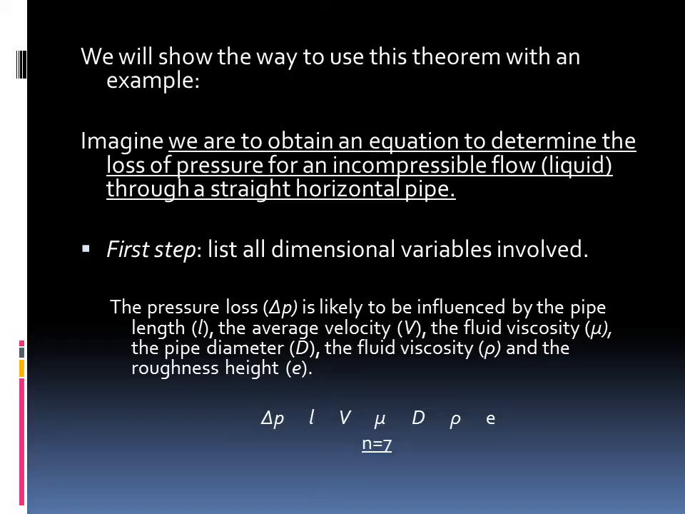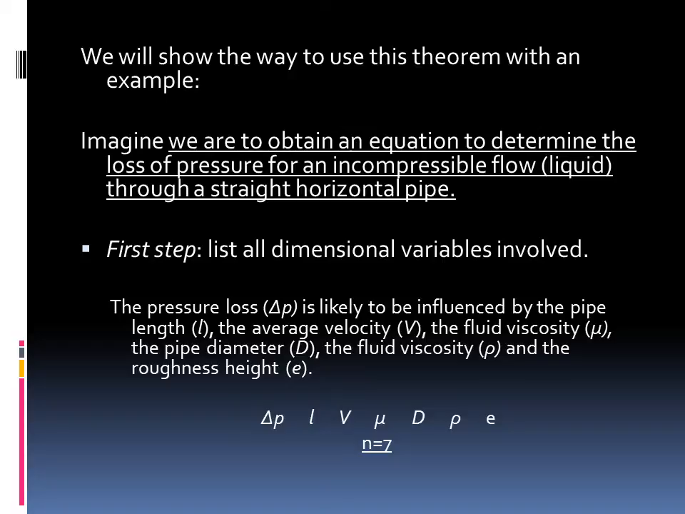We will show the way to use this theorem with an example. Imagine we are to obtain an equation to determine the loss of pressure for an incompressible flow, a liquid, through a straight horizontal pipe. The first step is to list all dimensional variables involved.